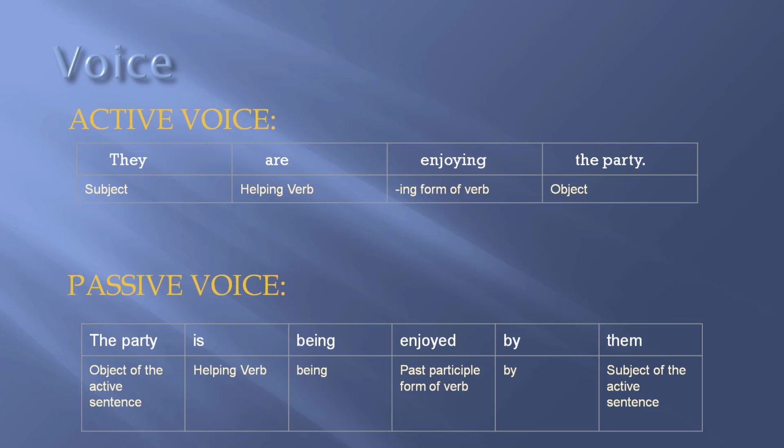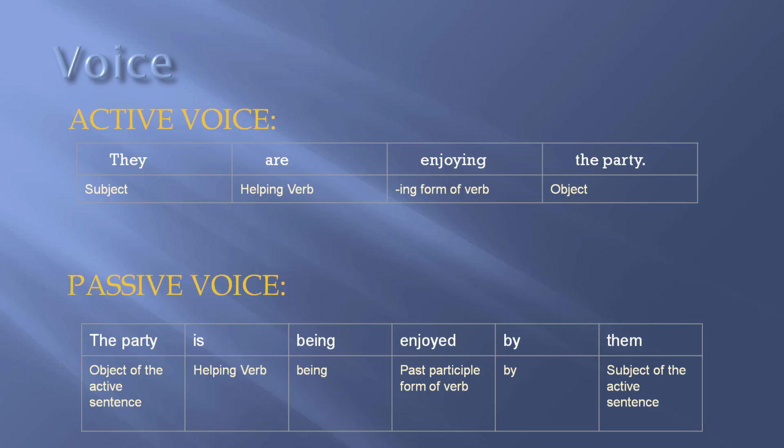If you observe the formation structure, you would see how changes take place while converting active voice into passive voice. In active voice, we follow the traditional grammatical structure. Subject comes first, then the helping verb that is in accordance with the subject. Then we have the first form of verb with ing since we are working on a continuous tense, and lastly we put an object. So the sentence is, they are enjoying the party.